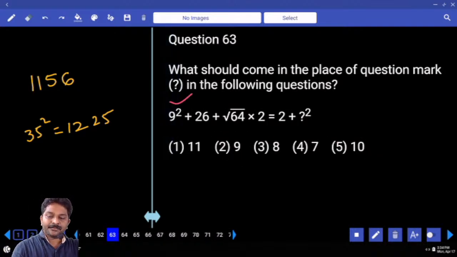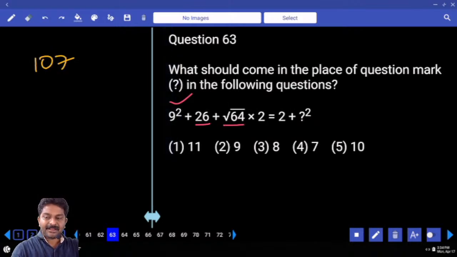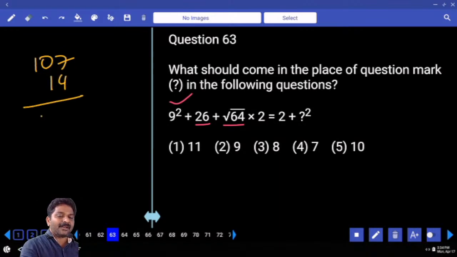9 square is 81 plus 26. Let me add so far, 107. Under root of 64 is 8. 8 twos is 16. Right hand side plus 2 here, that comes to the left hand side as minus 2. 16 minus 2. Let me add so far, we get 121. Which number's square is this?